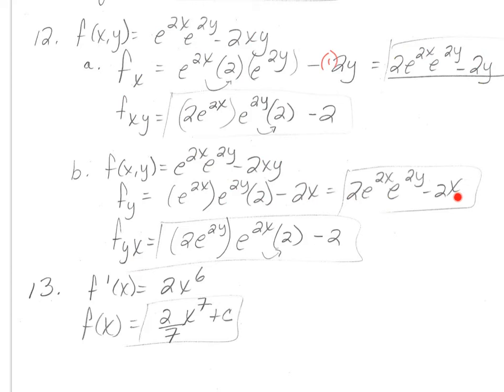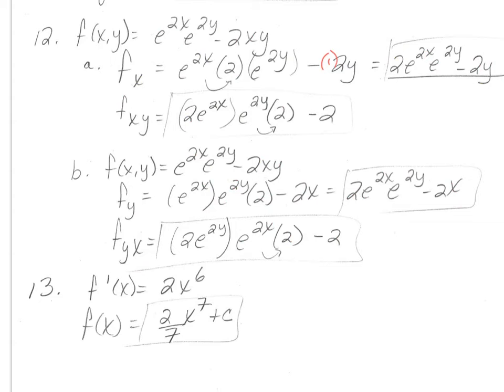And let's take a look at this piece now and take the derivative with respect to x. The 2 and the e to the 2y are constants, so they get written in parentheses. And e to the 2x has a variable of x in it, so we write it as it is. Chain rule out the derivative of that exponent. Then minus 2x, take the derivative of that with respect to x, you just get minus 2.